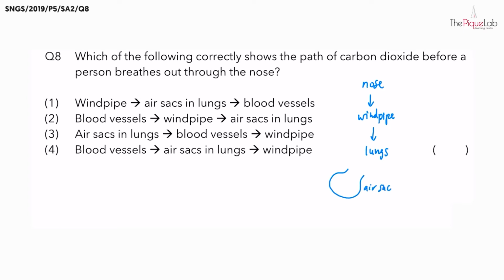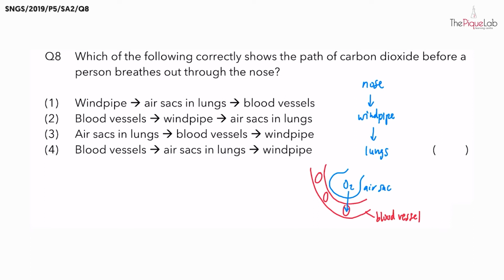And what structure surrounds the air sac? You have a blood vessel filled with blood. I'm going to draw some circles here to represent the red blood cells in blood. And what happens to the oxygen in the air that enters the air sac? That oxygen passes through the air sac and is absorbed into the bloodstream.